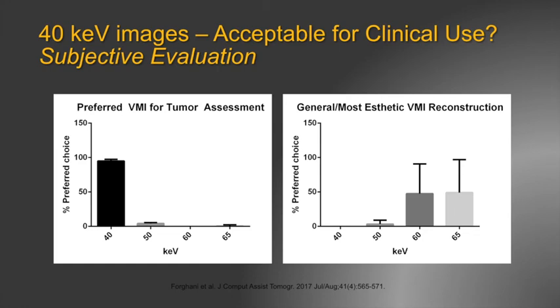If the specific question was posed, which VMI energy is best for tumor assessment, 40 kV by far did the best. However, as you can see in the graph on the right, if the question was more generic, pertaining to aesthetic appearance of the image, the 60 and 65 kV VMIs were clearly preferred.